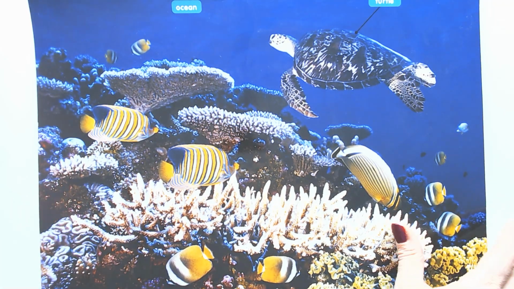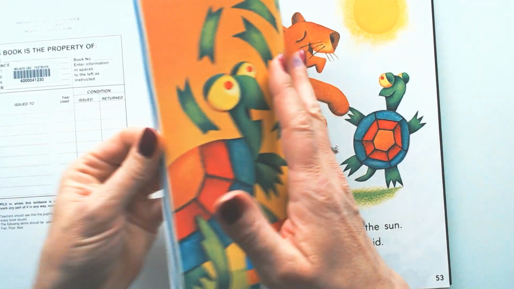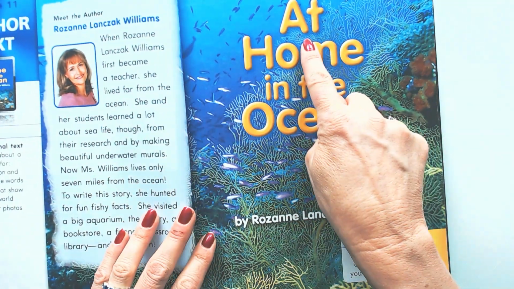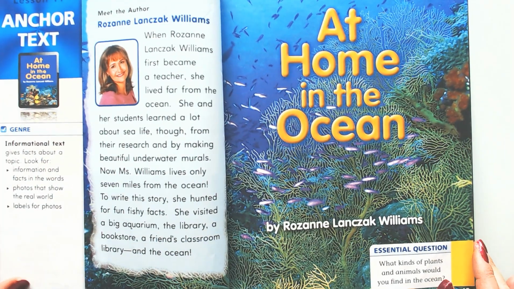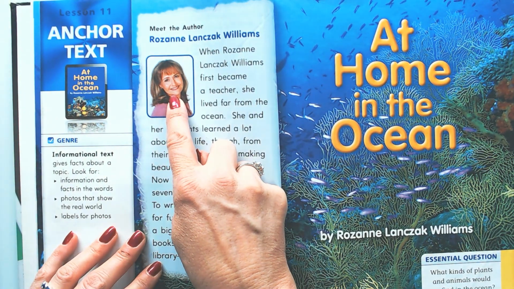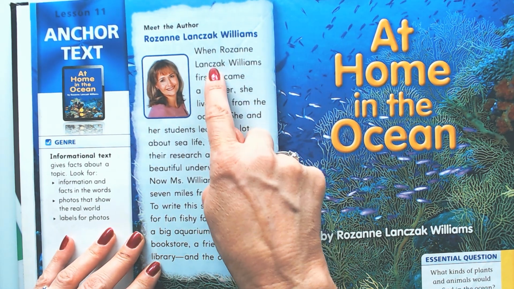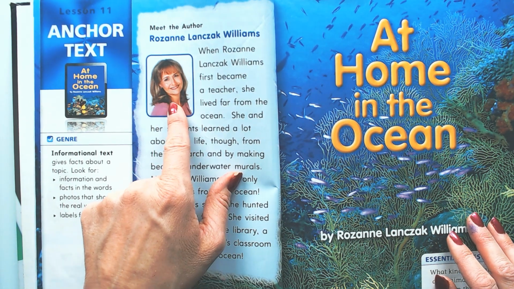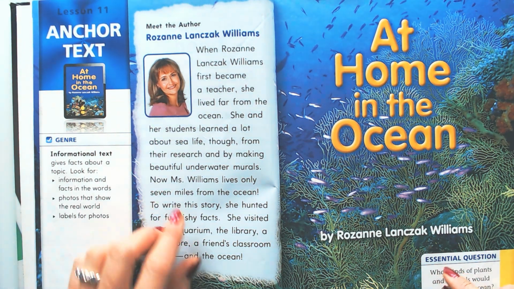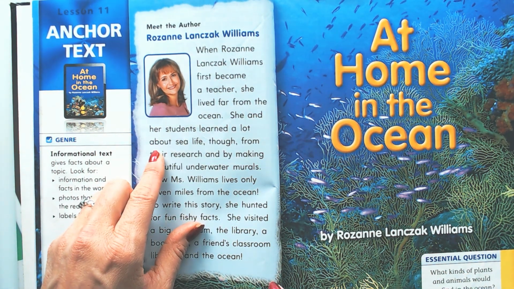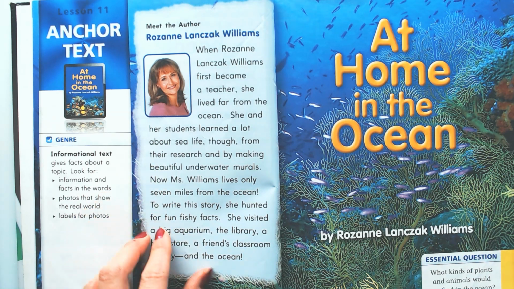And so our story today in our new book is called At Home in the Ocean. So let's have a look who wrote this story. This is Roseanne Lanzick Williams. And it says, when Roseanne Lanzick Williams first became a teacher, she lived far away from the ocean. And she and her students learned a lot about sea life from their research. And they made beautiful underwater murals.